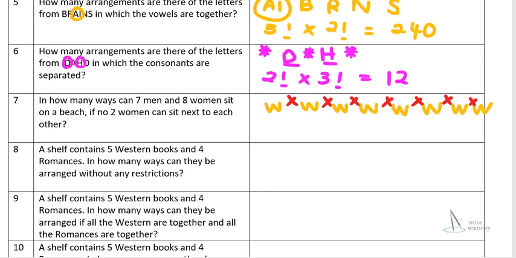Okay, so firstly, arrange the women first. So it will be 8 factorial. And then arrange the men, which is 7 factorial. Therefore, the answer for this one will be 203,212,800.